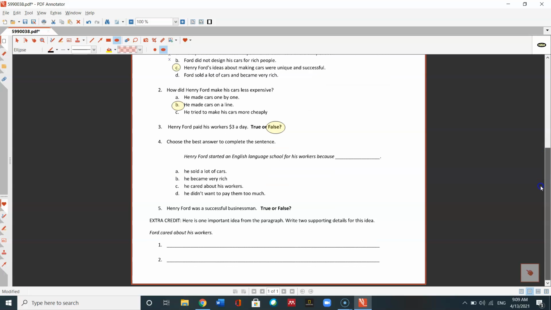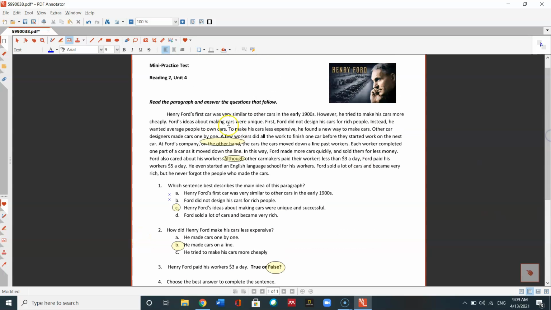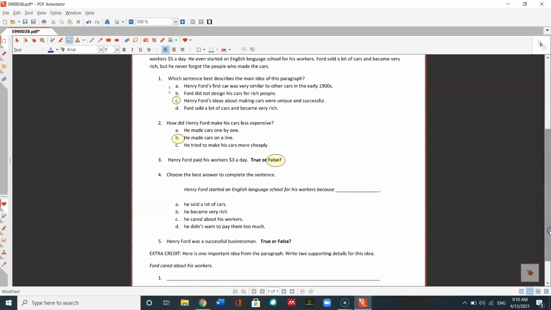Okay, so when we actually are going to analyze this part, this is extra credit. It says here is one idea from that paragraph, right? 2 supporting details for this idea. Ford cared about his workers. So, what are the 2 things that support that Ford cared about his workers? There are 2 sentences. Other car makers paid their workers less than $3 a day. He paid his workers $5 a day. So that is one thing that he did. How do we see support that he cared about his workers? He paid his workers more than other companies did.